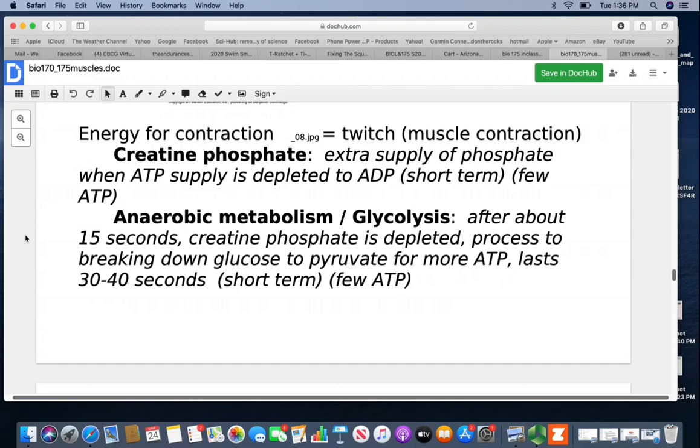After about 15 seconds, you start to run low on that creatine phosphate. You're going to have to rely more on the anaerobic metabolism from glycolysis. In this process, you're going to take glucose and split it in half to make pyruvate. This is going to give you a couple more ATP. This does not last a terribly long time either, only about 30 to 40 seconds depending on the intensity. So it's short term and it's relatively few ATP. You only get 2 for each glucose.